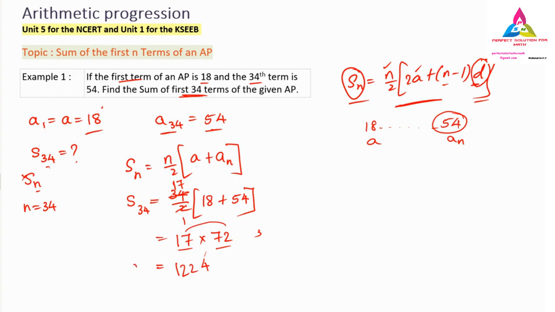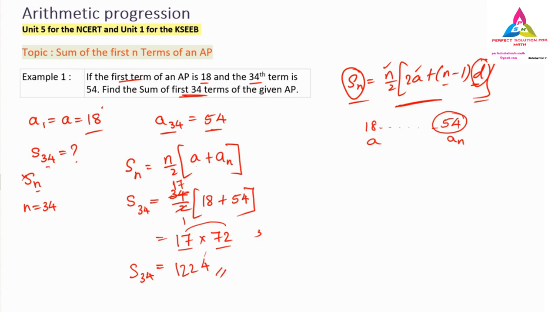So this is your S34 value, that is 1224. 1224 is your final answer. This is the final answer you got. In such a way, check how to read the question correctly.